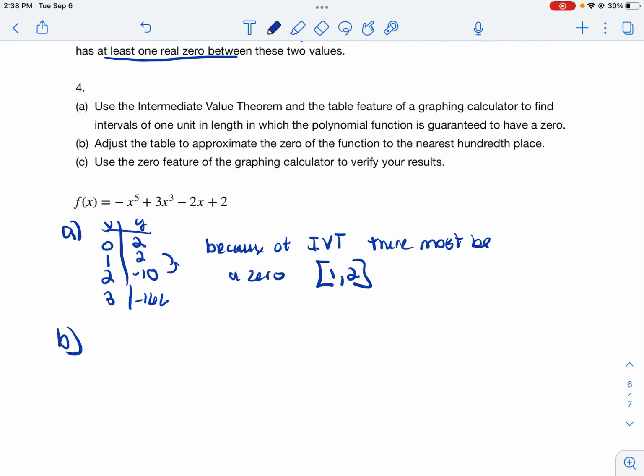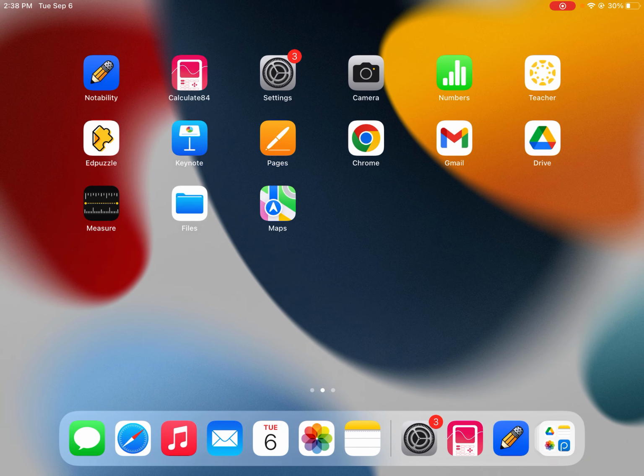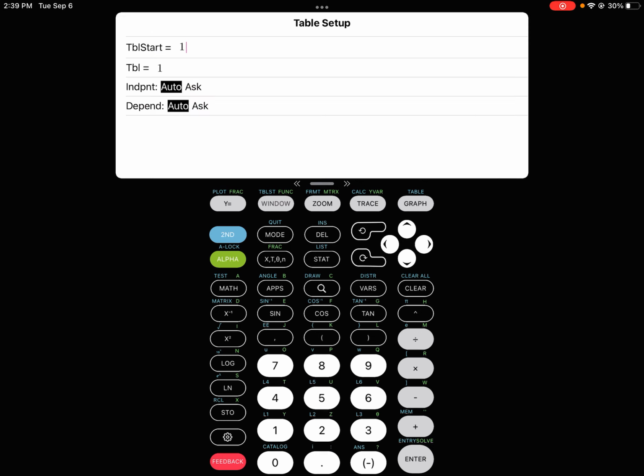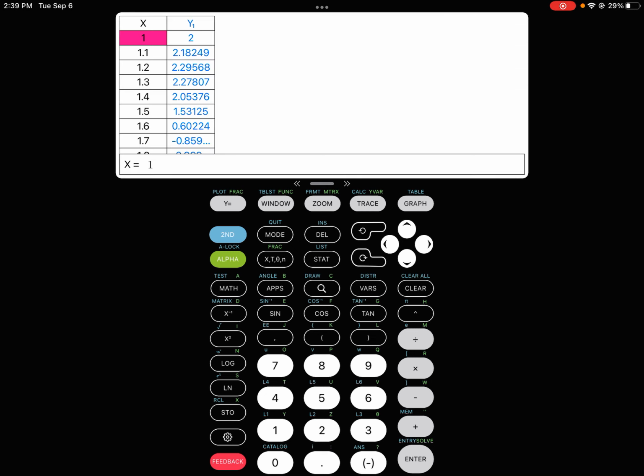Okay, then B says, let's adjust this so I can get within the nearest hundredth. So let's get closer than just between 1 and 2. Go to my calculator again, and this time I'm going to go to table set. You find table set with second window. And then I want to start my table at 1. But this time I'm not going to go straight to the nearest hundredth. I'm going to start at the nearest tenth, so let's delete that and use 0.1.